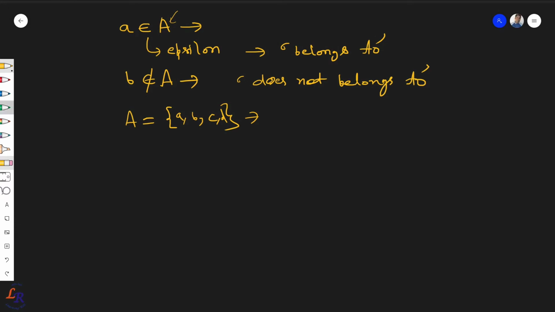So let's move further and see the Cartesian product, which will be used mostly here. Let's say A and B are two sets, and then how to define the Cartesian product. Let's say A and B are two sets.